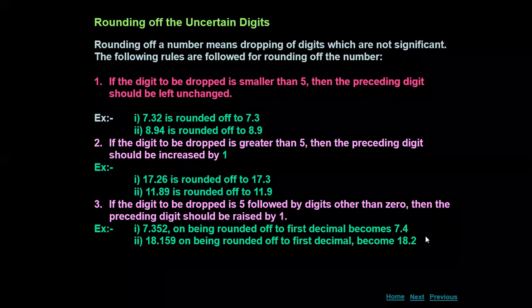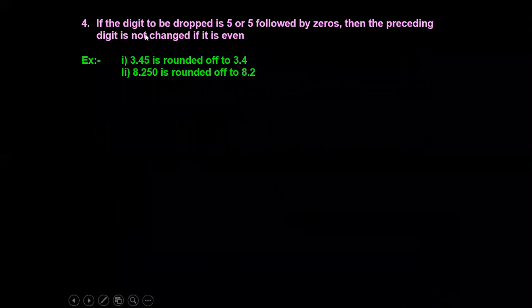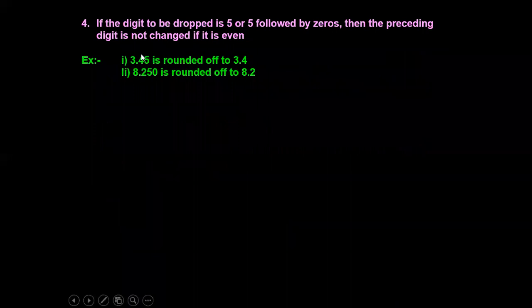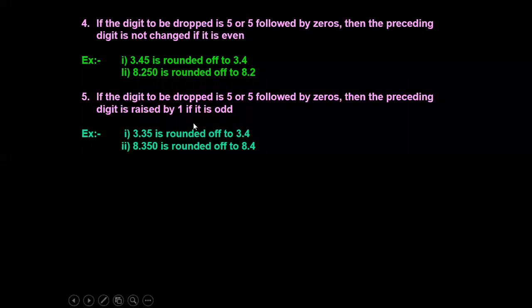Right. Next, if the 5 is followed by 0, meaning it is not followed by a non-zero digit, or no other digit is there after 5, then we look at the left side, whatever preceding digit is there, whether it is even or odd. If the following digit is 0 or nothing is there, then we will look at the left side. If the preceding digit is even, we write it as it is. If it is odd, we increase the preceding digit by 1 unit.